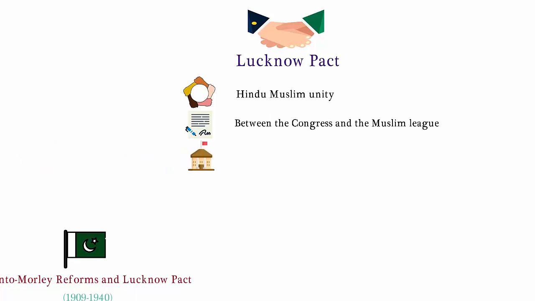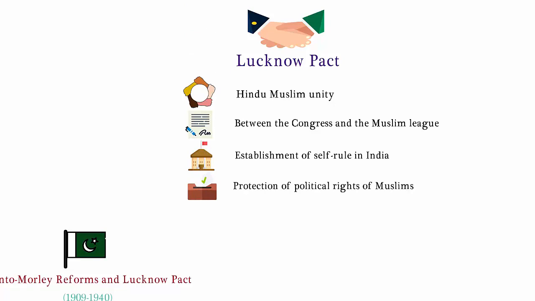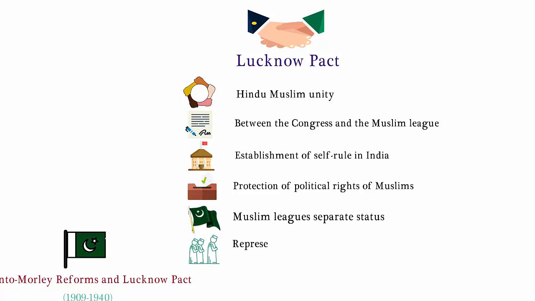The scheme provided a substantial step towards the establishment of self-rule in India, which was the central core of the pact. It ensured the protection of political rights of Muslims and accepted the separate status of the Muslim League. The scheme of representation of the Muslim community in central and provincial legislatures, as embodied in the Lucknow Pact, was followed by the Montagu-Chelmsford reforms of 1919.